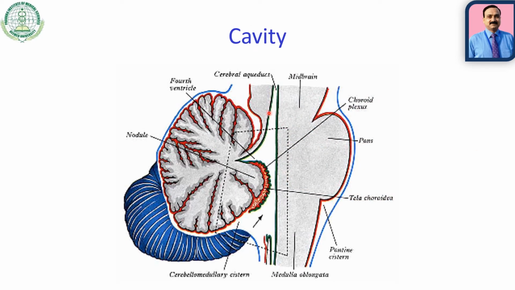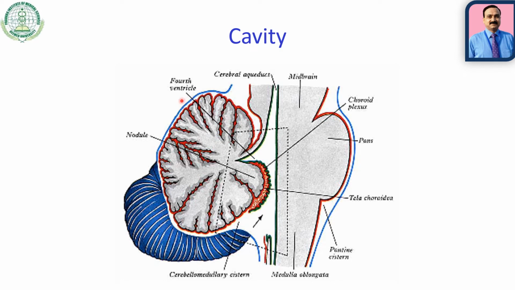So this is a cavity of the cerebellum, or you can say fourth ventricle, which is here, is a cavity of hindbrain. It is a cavity of hindbrain. Above it continues as cerebral aqueduct, and below it continues as aqueduct of spinal cord or central canal of the spinal cord.